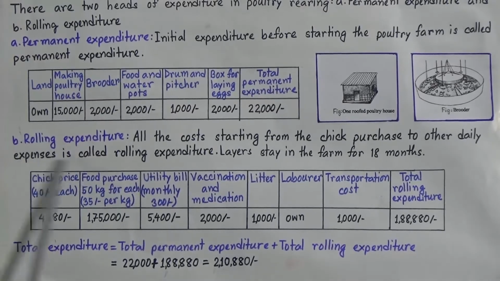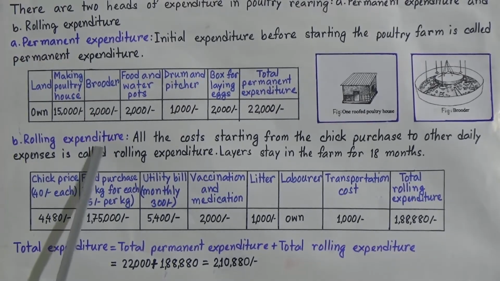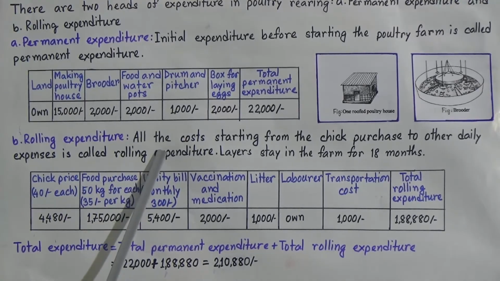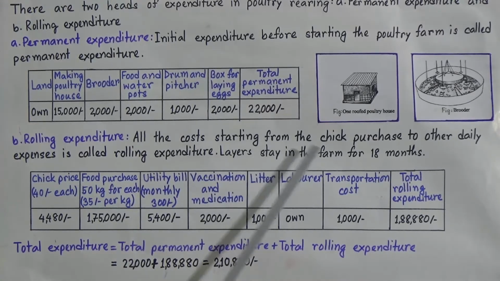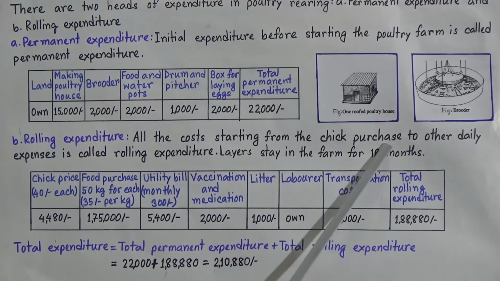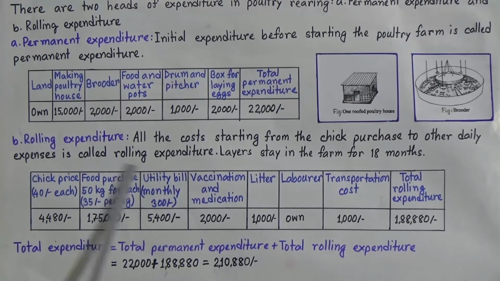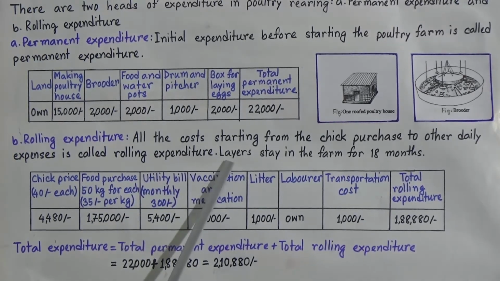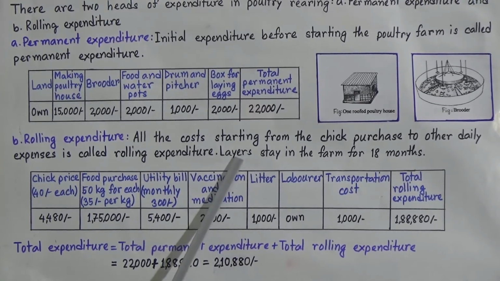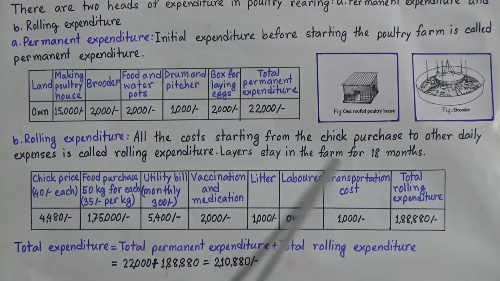And for rolling expenditure, that means all the costs included here. From starting the poultry we will include the expenses here. All the costs starting from the chick purchase to other daily expenses are called rolling expenditure. And if we think about the layers, I mean, if you want to rear chickens like layers, we need to remember that layers stay in the farm for 18 months.